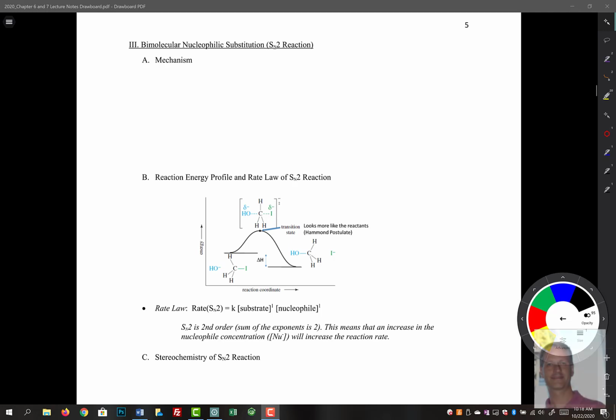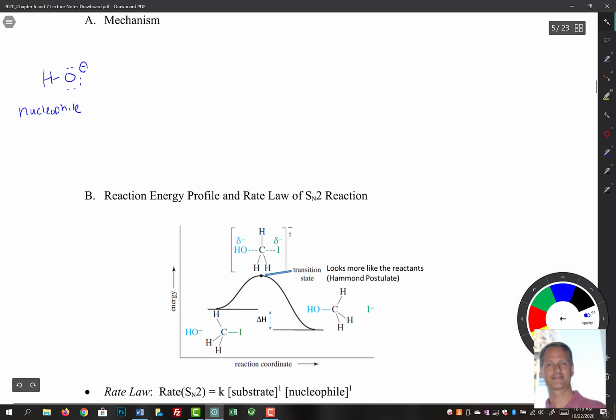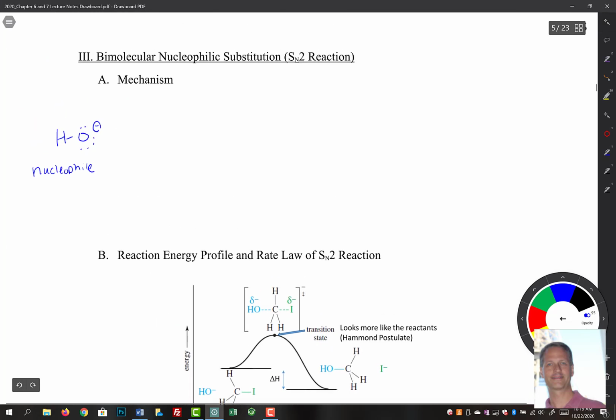Bimolecular nucleophilic substitution is an SN2 reaction. It's a very interesting reaction, and the mechanism is fairly straightforward. So let's start off here by taking a look at the mechanism. We're going to use the nucleophile hydroxide, HO-. So this is our nucleophile. All right. So to this, we're going to add our electrophile.